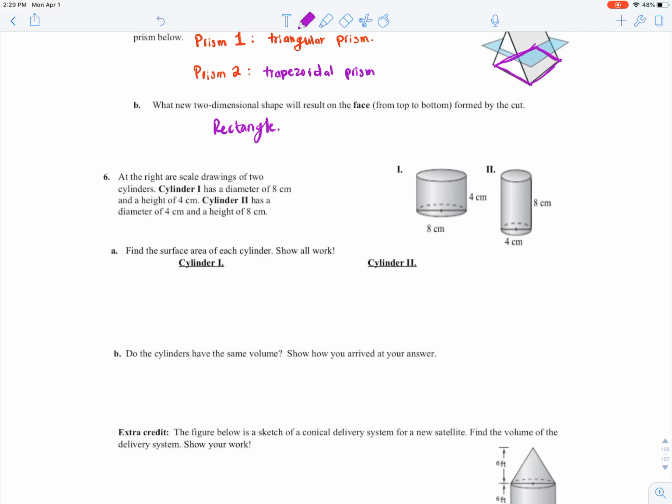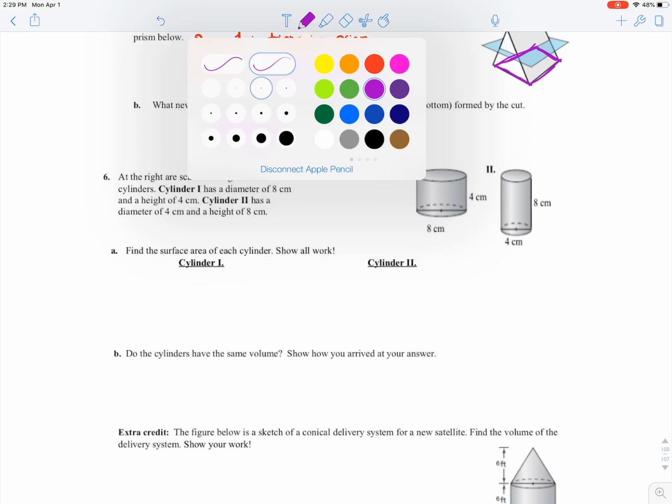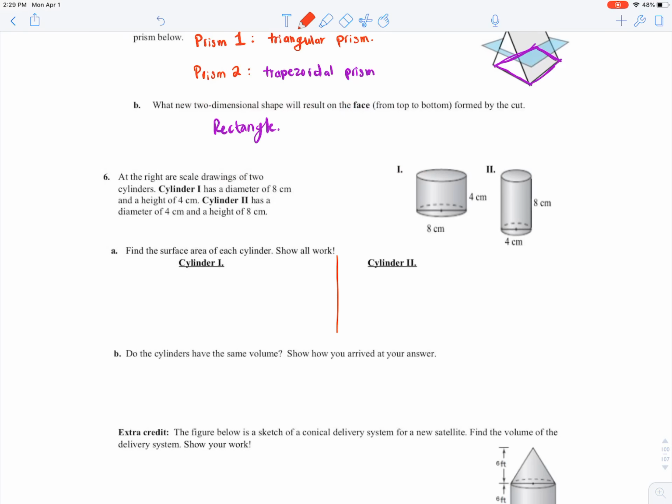So at the right are scale drawings of 2 cylinders. Cylinder 1 has a diameter of 8 and a height of 4. Cylinder 2 has a diameter of 4 and a height of 8. Be very careful. Do not get these mixed up, okay? So I would highly encourage you to write down the dimensions. Diameter of 8 for cylinder 1, so D is equal to 8, and a height of 4, H is equal to 4. Cylinder 2 has a diameter of 4 and a height of 8. So write them down separately so you don't get confused.